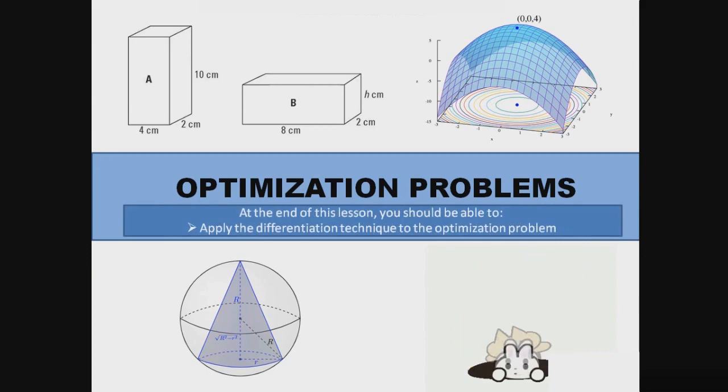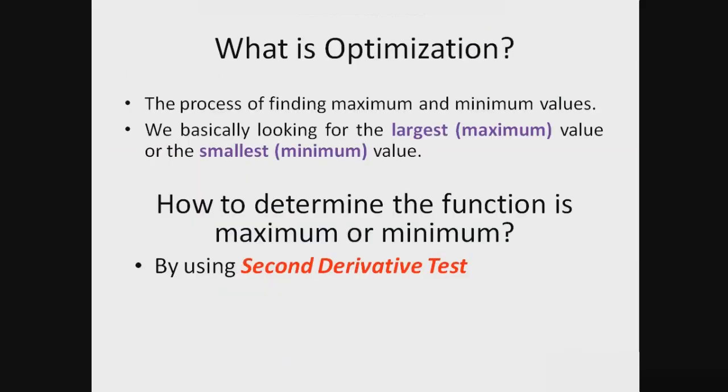At the end of this lesson, you should be able to apply the differentiation technique to optimization problems. So let's go for the introduction first. What is optimization? Optimization is the process of finding maximum and minimum values. So we are basically looking for the largest value or the smallest value. How do we determine whether a function is at a maximum or a minimum? It is simply by using the second derivative test.